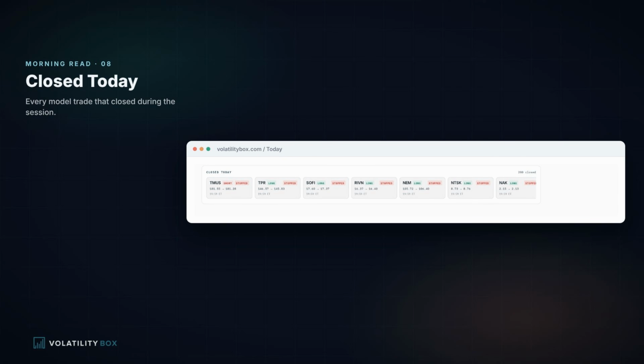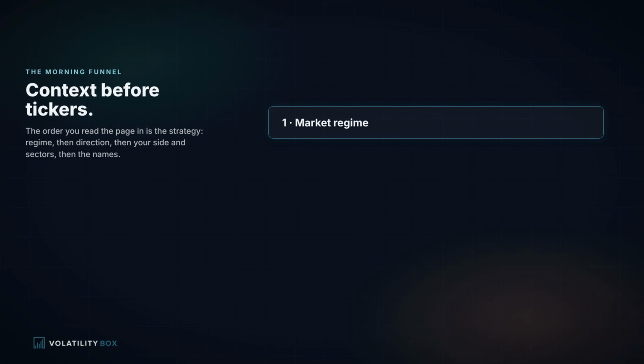Finally, at the very bottom here, you'll find Closed Today. And this is every model trade that closed during the session, hit its target or stop, with the prices. I don't trade off of it, but if you do scroll it, it starts to give you some useful information, especially if your eyes can read tape and find sectors or symbols in a grouping of sectors that might be triggering today. So that's the Today page from top to bottom.